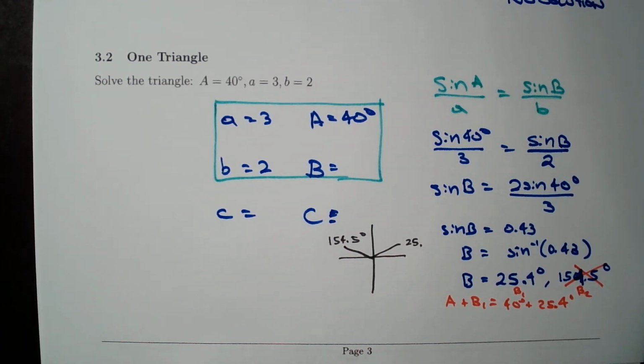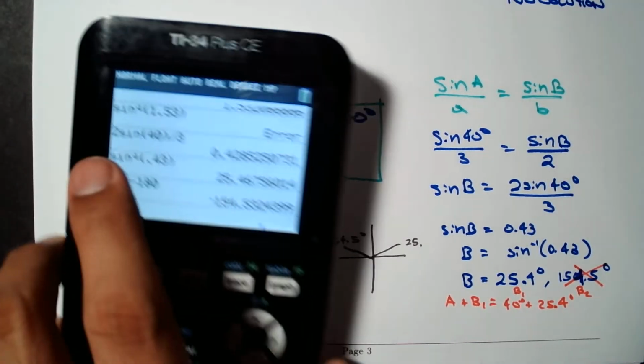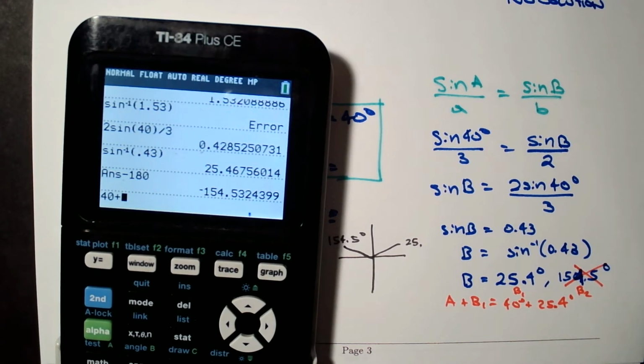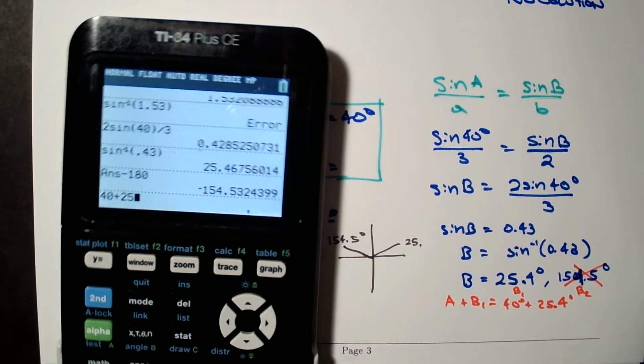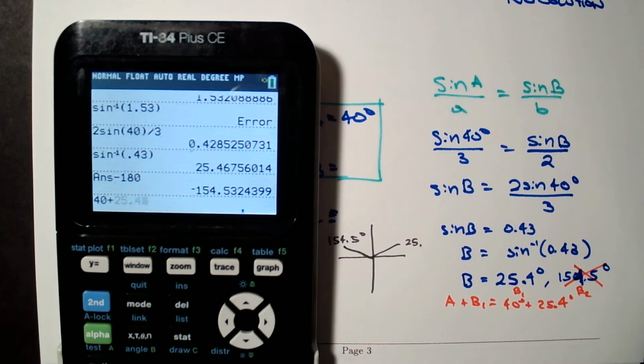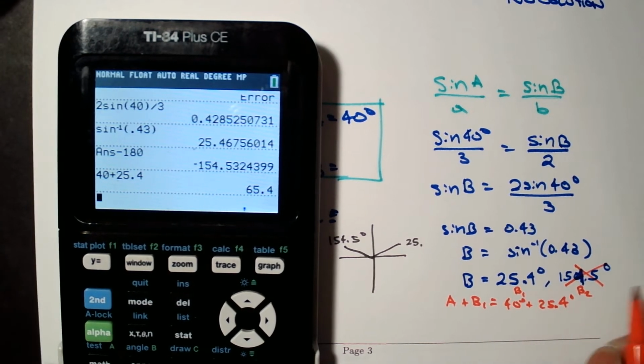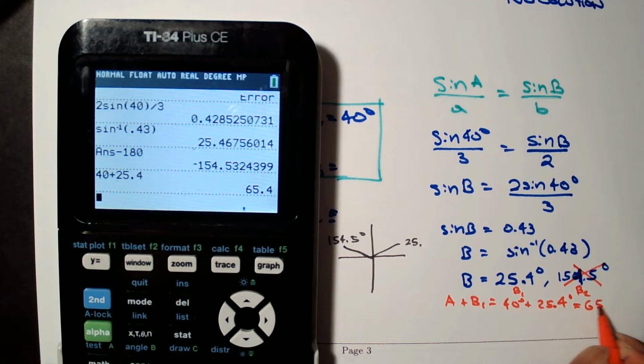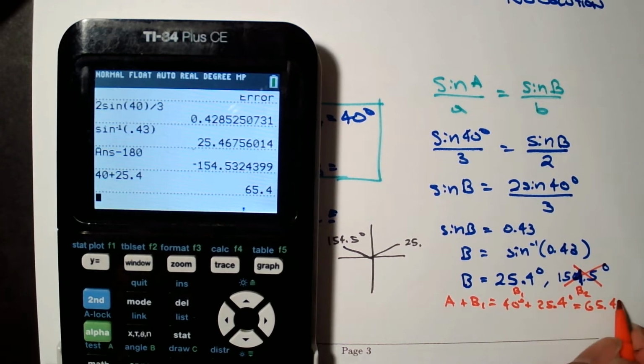What I have down in my notes? 40 plus 25.4. That's going to give me 65.4, which is fine. I'll tell you why in a minute.